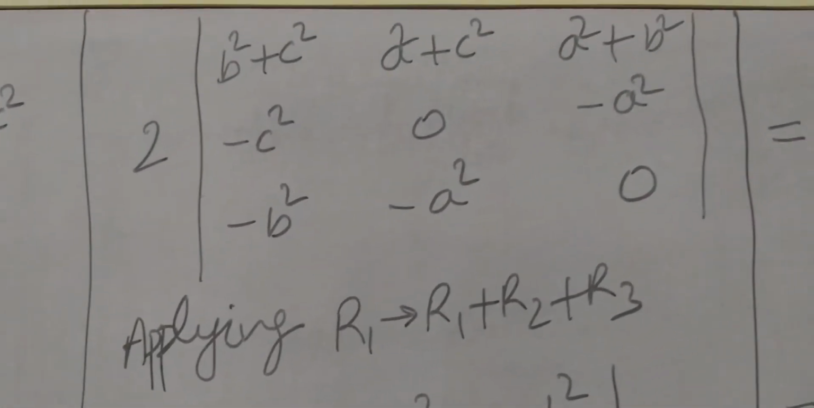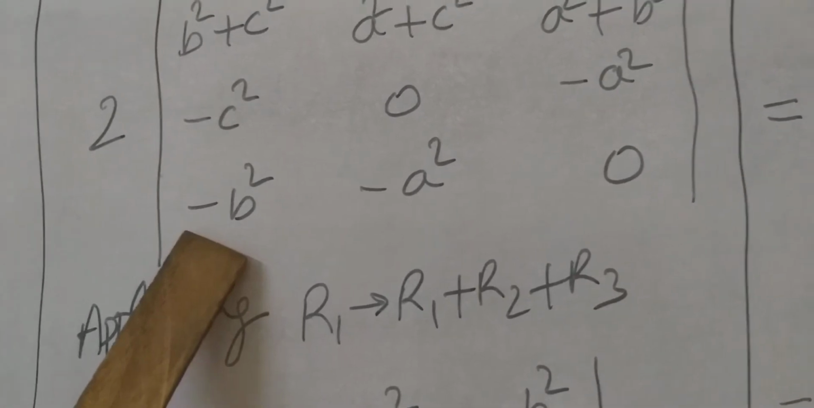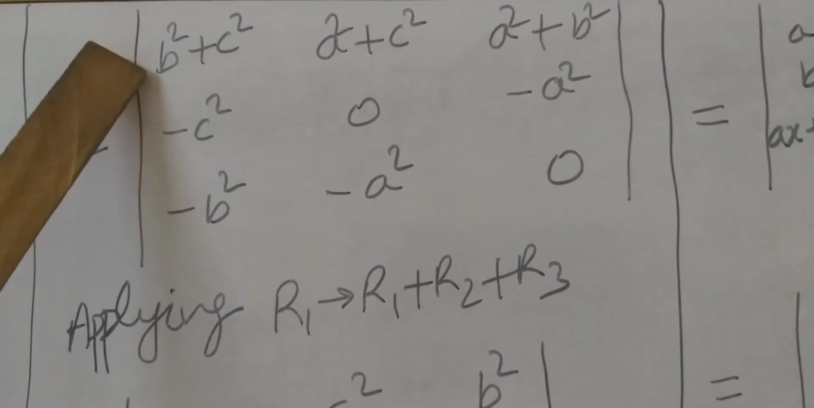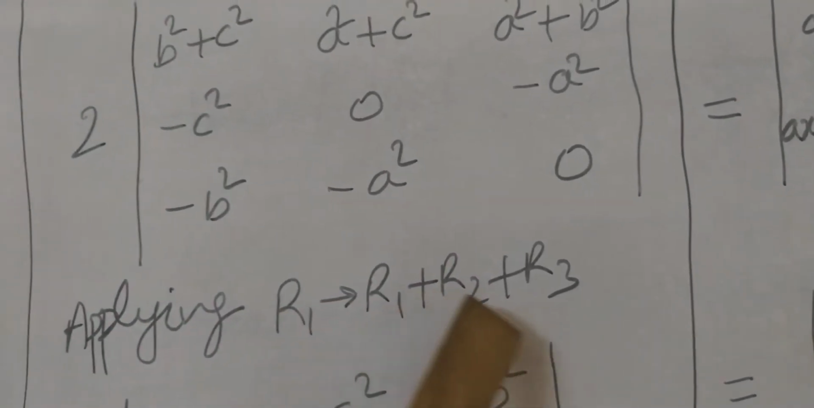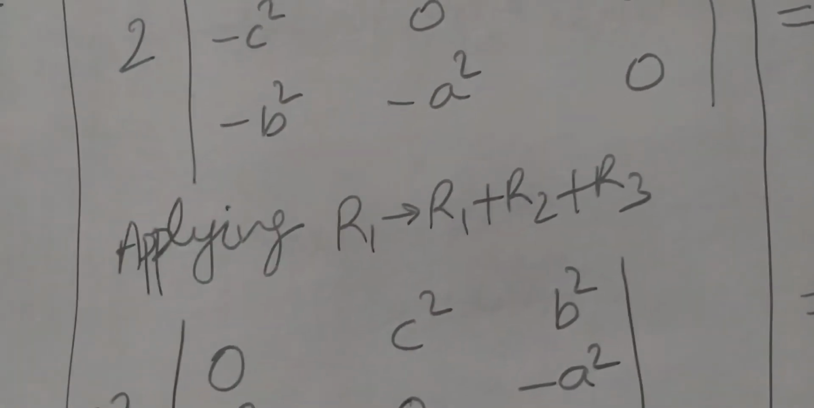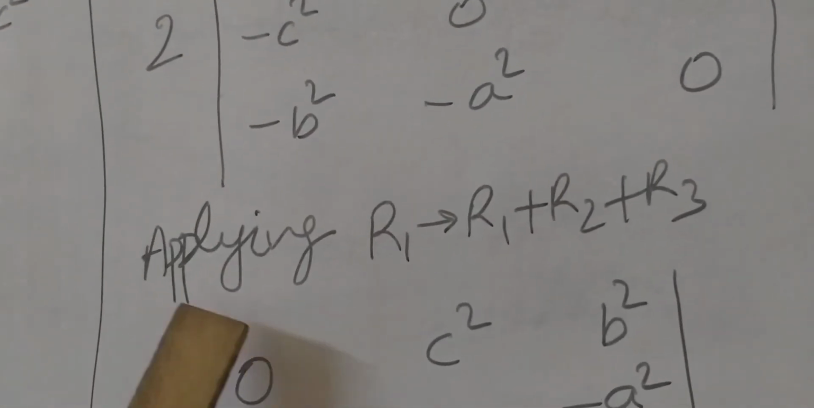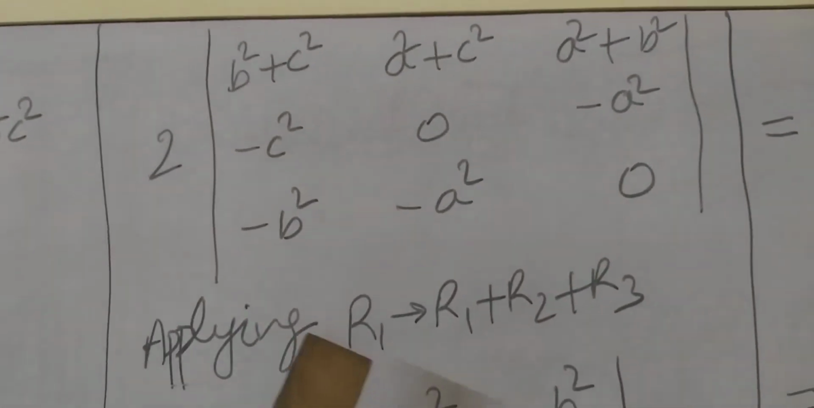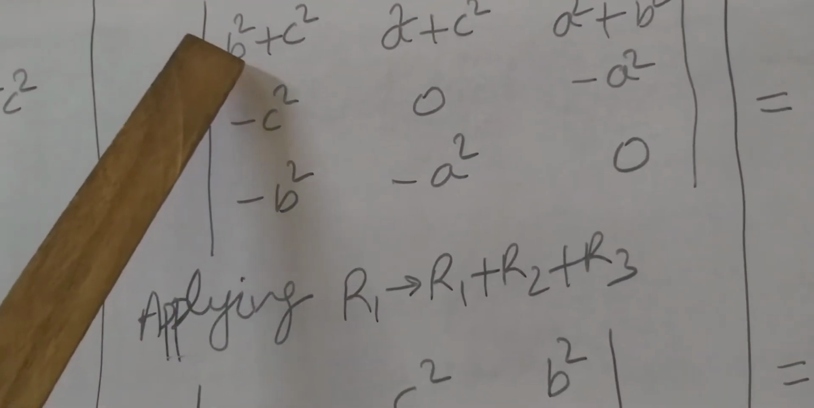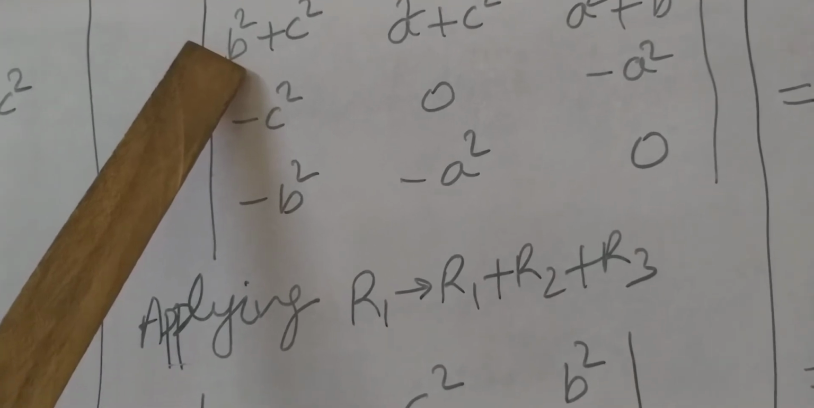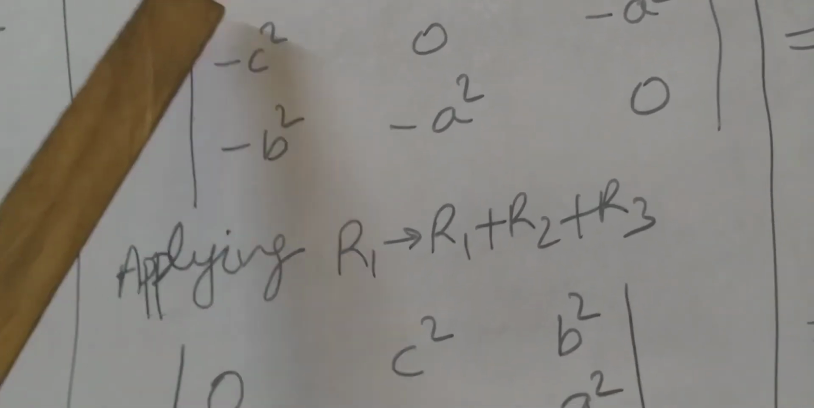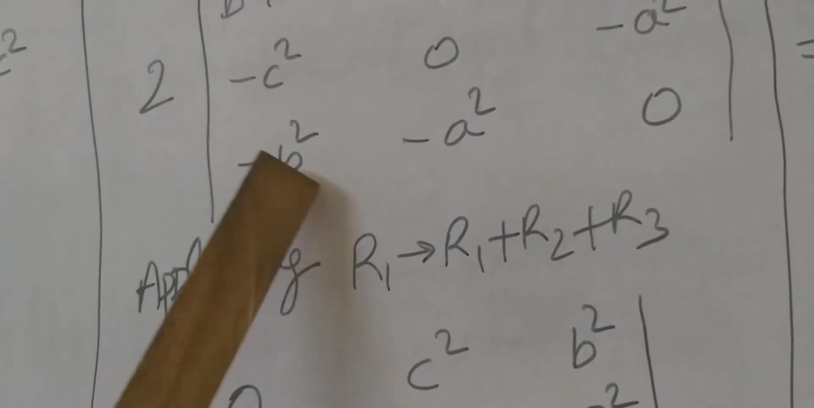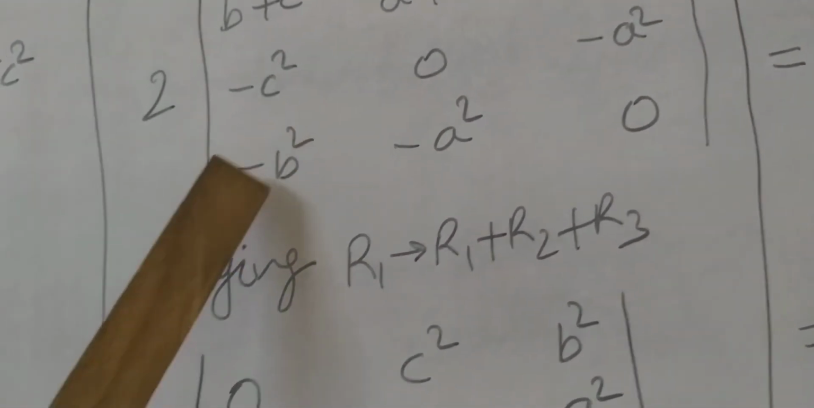Now students, what can we do? Again I am going to change R1: R1 tends to R1 plus R2 plus R3. Why is this property applied? When we apply this property, students, we can get 0 here. B square plus C square plus minus C square plus minus B square, all cancelled, answer 0.